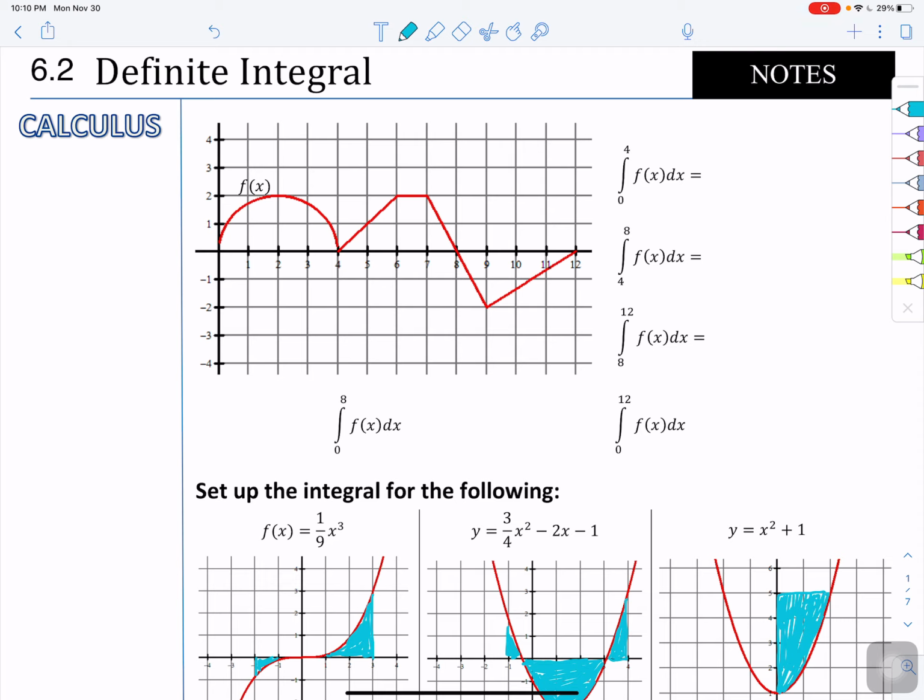We are given the graph of f of x. And let's first begin with the integral from 0 to 4 of f of x dx. So basically, that's this area under the curve. Now we're going to use geometry if we can, and that is half of a circle. And so the area from 0 to 4 would be 1/2 pi times the radius squared. And if you notice, this radius is 2.